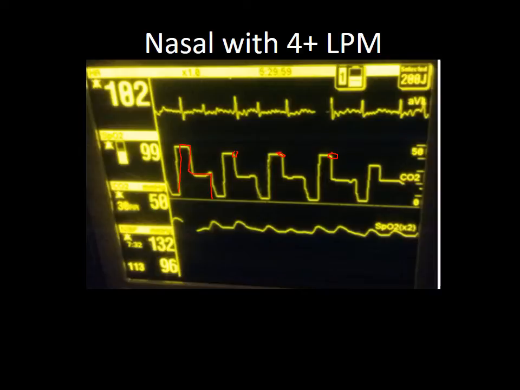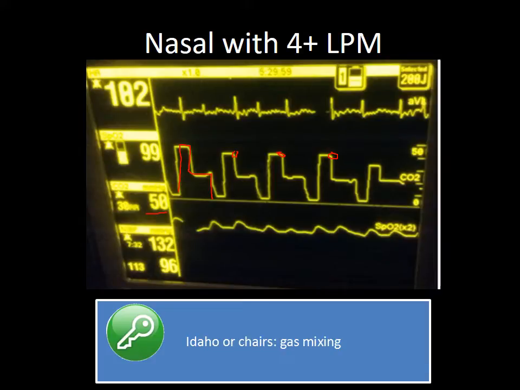So I was still getting about the same number, but I had these weird looking waves. What I figured out by taking him off of 4 liters, I put it back on 2, it turned back to a normal box waveform. But when I cranked it up to 4, I saw these little chair waves again. So what I figured, it was gas mixing, where the oxygen was mixing with the carbon dioxide, so I was getting a weird looking wave.